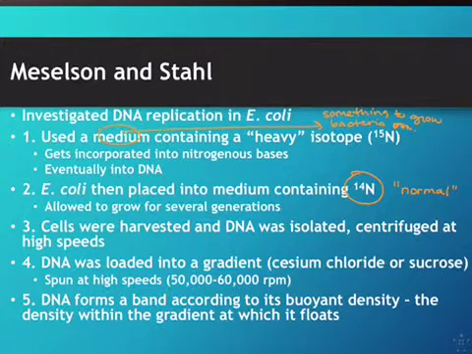So the DNA was loaded into a gradient with either cesium chloride or sucrose. He spun it at high speeds, around 50,000 or 60,000 RPM. And what they found was that DNA formed bands according to its density. Since N15 has one more neutron, it's going to be heavier or more dense than DNA that has N14 in it. And so it would be lower in the medium than the N14, right? N15 will be below N14.